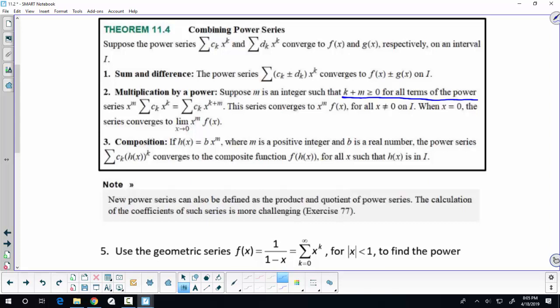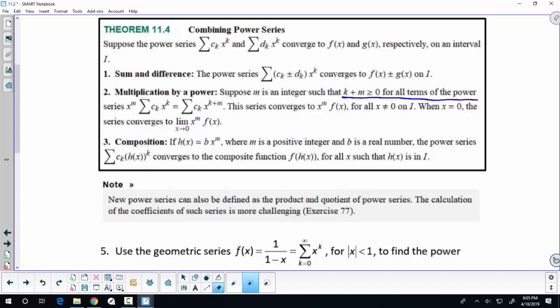So remember, this series here converges to f of x on its interval of convergence. So it's just like multiplying f of x by a power of m. I think maybe it's a little hard to look at something like this and know exactly what it's saying. So we'll look at some examples.